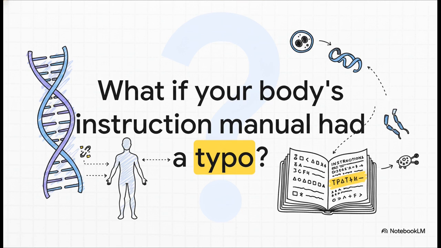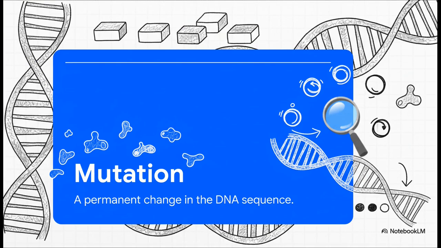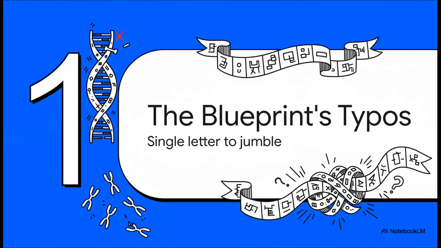Even a tiny one. So that typo we're talking about, it has a proper scientific name. We call it a mutation. Simple as that. It's basically a permanent change in your DNA sequence. This is the typo in our blueprints. And this one word, mutation, is the starting point for this entire chapter, for everything we are going to discuss today. Okay, let's dive into the details now.